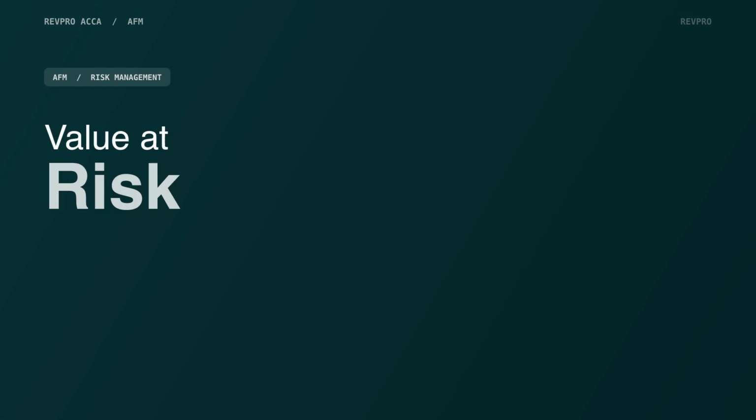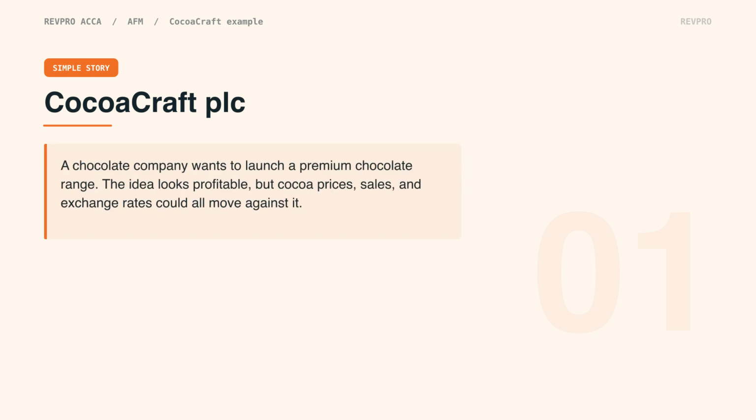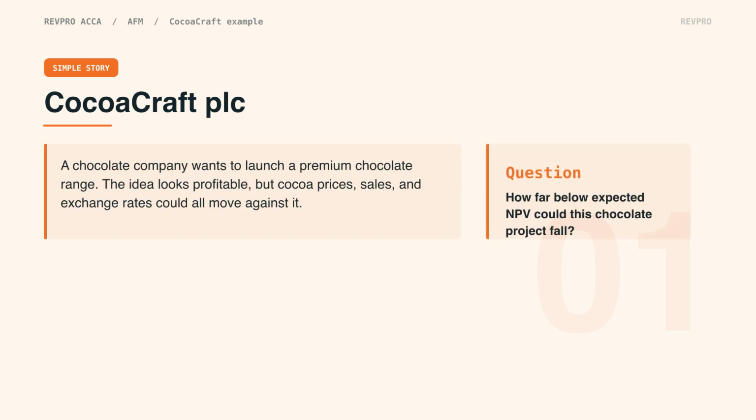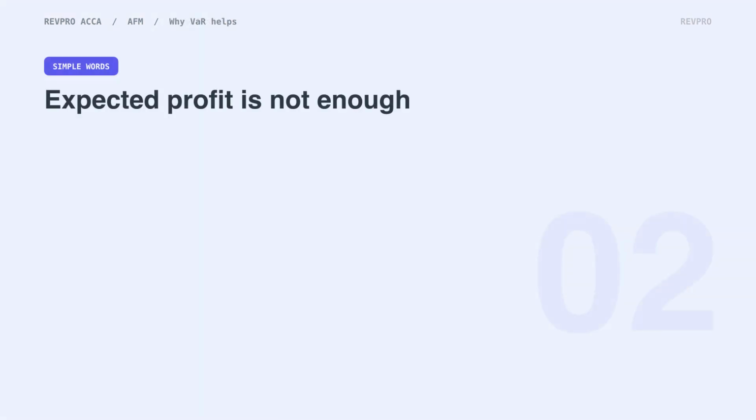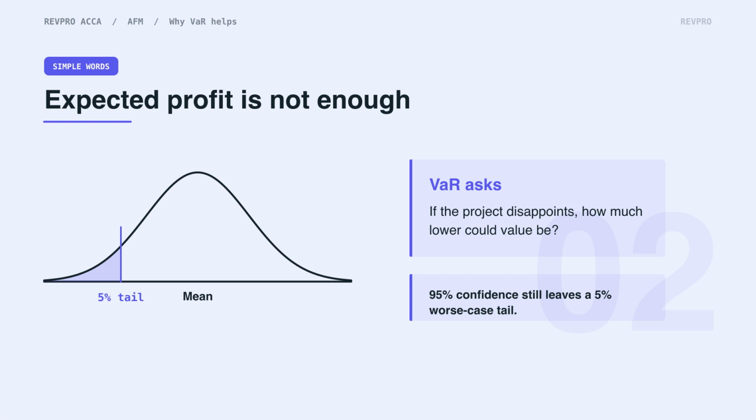Value at risk sounds scary, but it is really just a way of asking, if things go badly, how much value could a project lose? Imagine a company called CocoaCraft. It makes chocolate bars and it is thinking about launching a new premium chocolate range. The project looks profitable, but cocoa prices, sales volume, and exchange rates could all move against the company. Management does not only want to know the expected profit, they also want to know the downside risk.